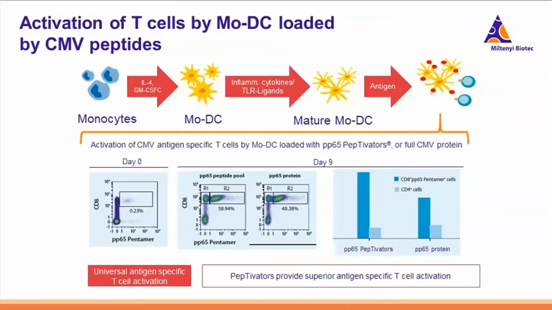Now, in this slide, you see some data from T cells activated by MoDCs loaded with CMV peptides. If you look at the graph on the right, you observe that either CMV PepTivator or CMV protein nicely mediated T cell activation. On top, you observe the steps of MoDC generation until antigen loading and T cell activation, which I explained on previous slides.